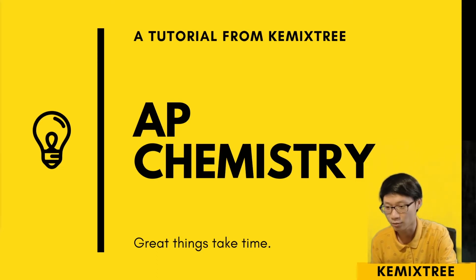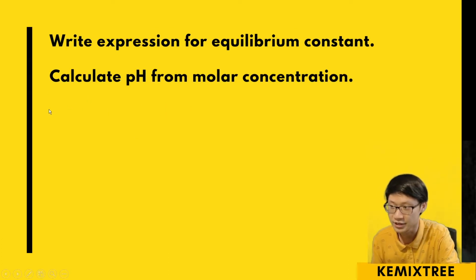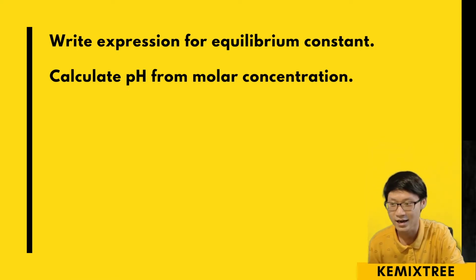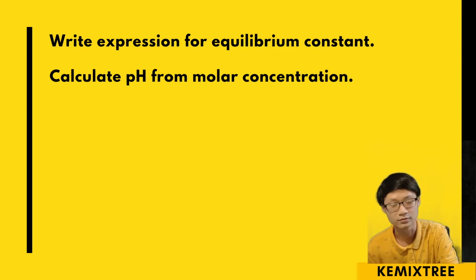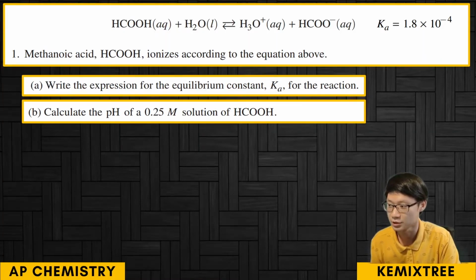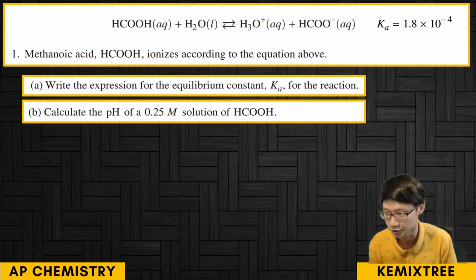Today we have some problems to talk about in AP chemistry. The first one is how to write the expression for the equilibrium constant, and the second is how to calculate pH from the molar concentration. This came from an AP chemistry free response question.